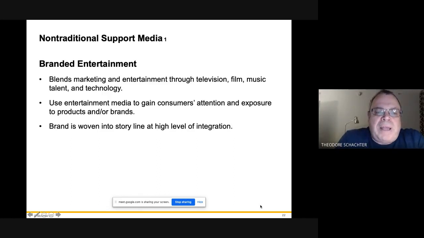Also branded entertainment. When you put the brands in, people can't, I'm not going to fast forward. A great branded entertainment movie was The Italian Job. It was basically a 90-minute commercial for the Mini Cooper. So branded entertainment is extremely effective. It's also very, very expensive.